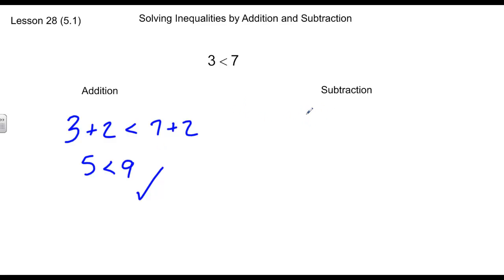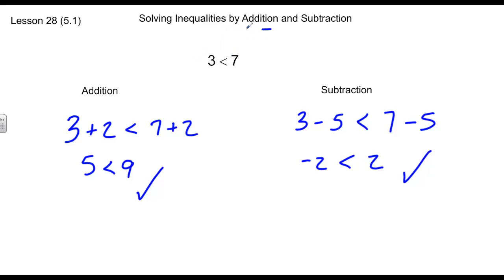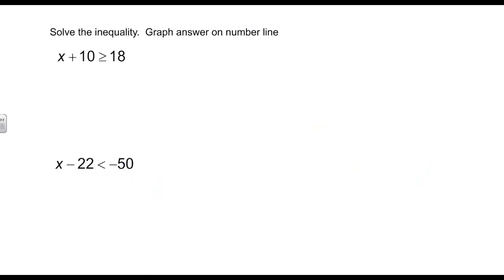Let's see if subtraction works. I'm going to take 3 and subtract 5 and see if that's less than 7 subtracting 5. So we end up with negative 2 is less than 2. That's also a true statement. So both addition and subtraction must hold under inequalities. So what that says is we can add or subtract the same thing to either side of an inequality and still end up with a true statement.